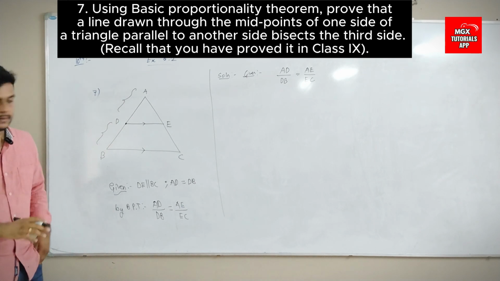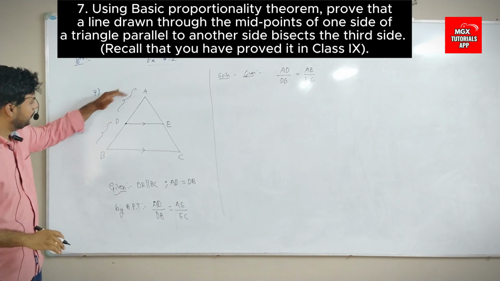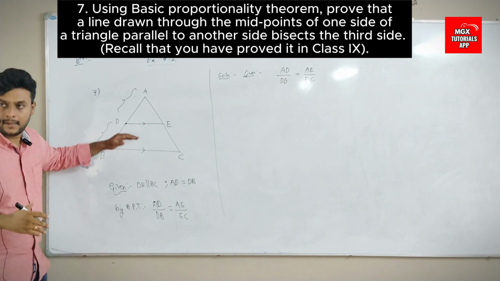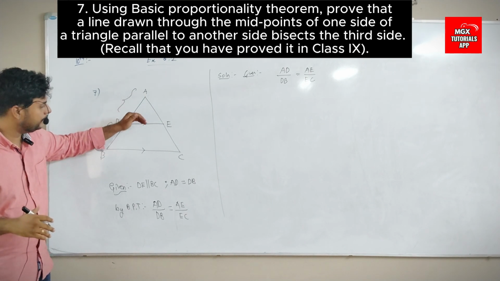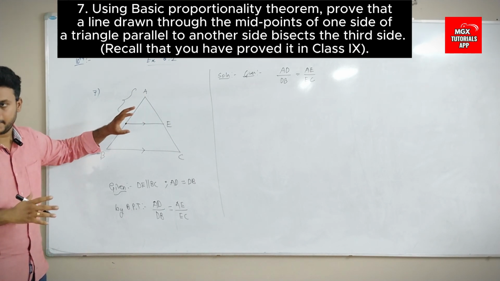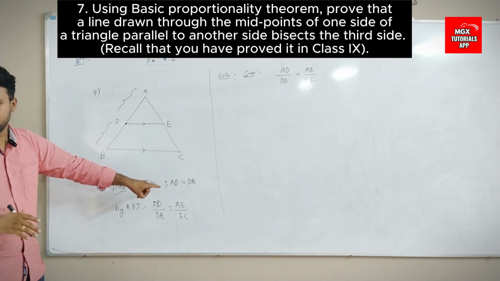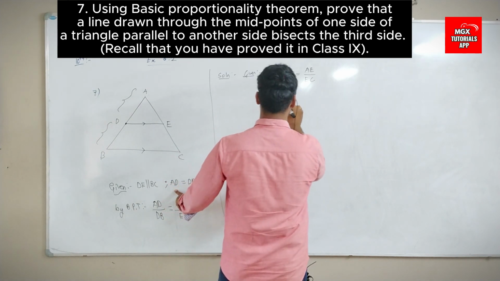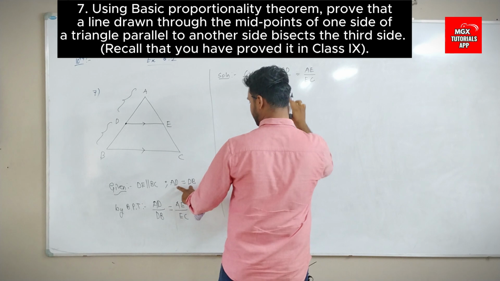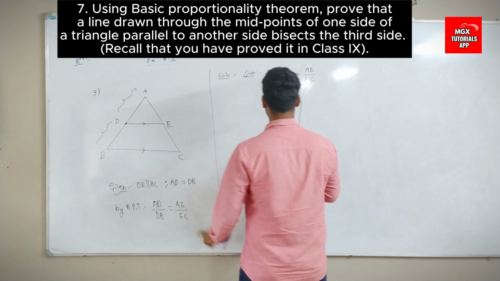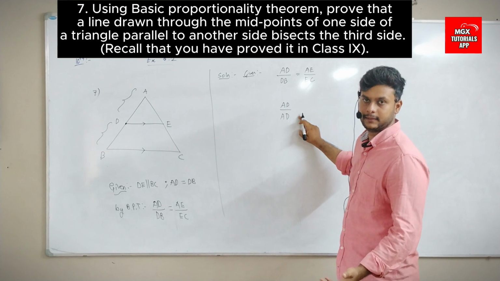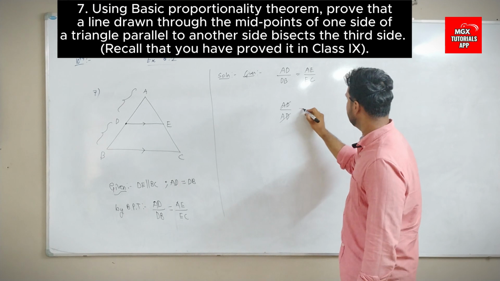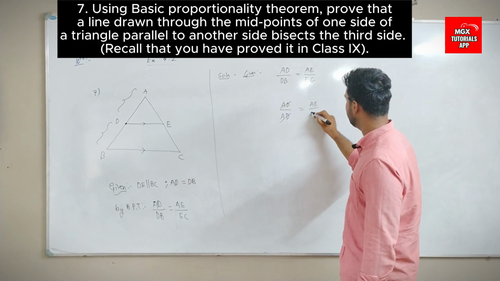Understood from where I wrote that? They are telling me D is a midpoint of one side of a triangle. From there, one line will go parallel to this line, and then it will cut the other side into two equal parts. That's what it's saying. Understood from where I took that? AD is equal to DB. Okay. Now what I will do? AD is equal to DB is there. AD I will keep it as it is. DB means also AD. AD will get cancelled. Is equal to AE by EC. Any doubt what I did here?